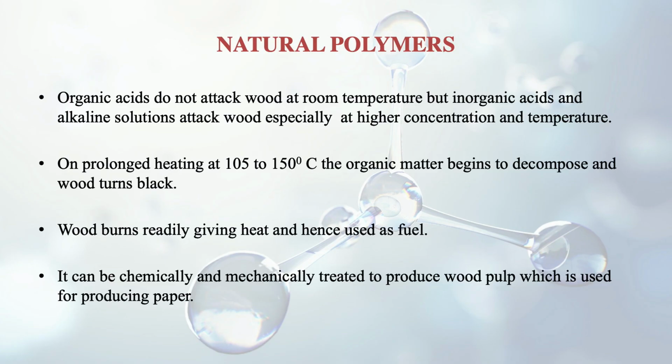So wood is a very good fuel, but it can be chemically and mechanically treated also to produce wood pulp, which is used for producing paper. So from trees we produce paper. There is a saying also, if we want to save trees, we have to save paper. So this is also one way of using wood.